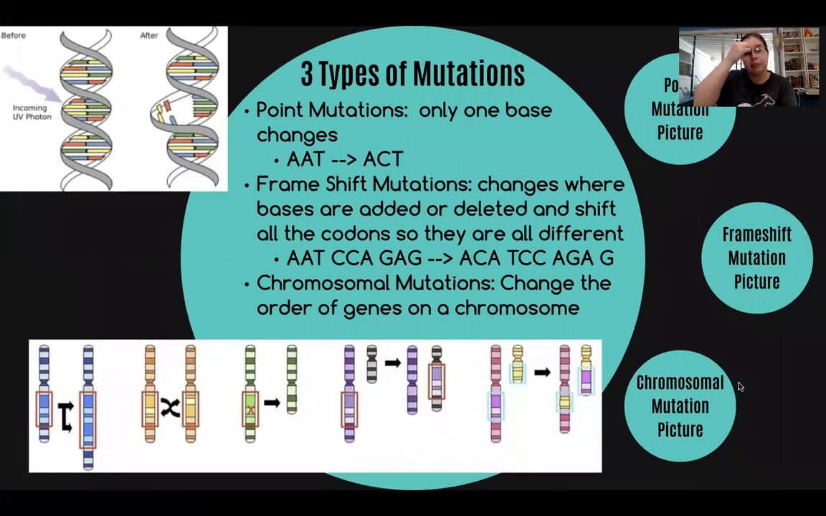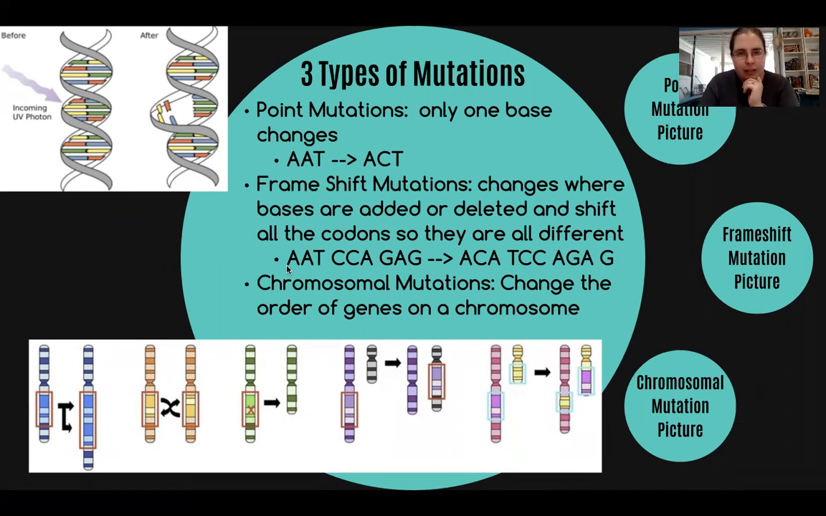Next, we have frameshift mutation. These are changes in the DNA due to either adding extra bases or deleting bases. What that's going to do is cause all the bases after that to shift over, causing the codons to shift, so they could be different.